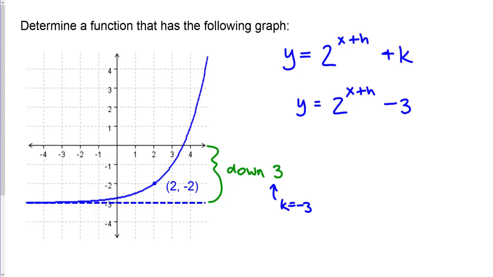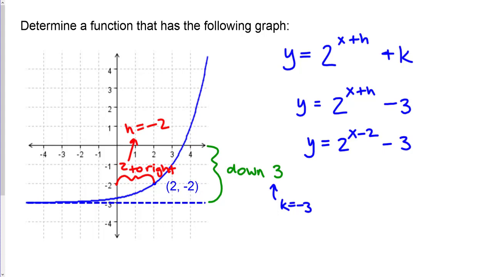Now I just need to figure out what h is, and h is going to be a horizontal shift. If there wasn't any horizontal shift, my graph would have passed through the point just 1 unit above the horizontal asymptote. But it didn't pass through there. It's over here, 2 units to the right. Which means I have a horizontal shift, and horizontal shifts are always going to go in the opposite direction of the sign, so that means h is going to be, say, negative 2. So when I write this in, it's going to be y equals 2 to the x minus 2 minus 3.